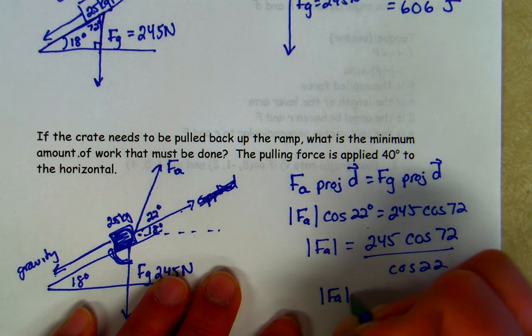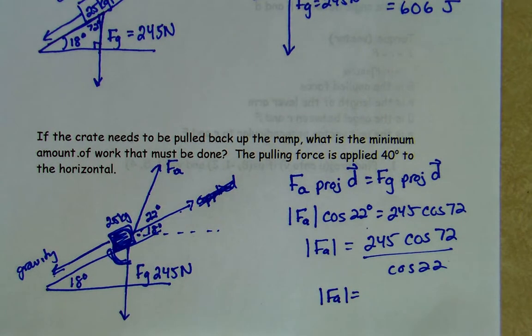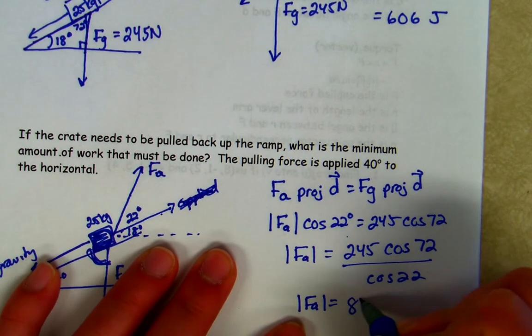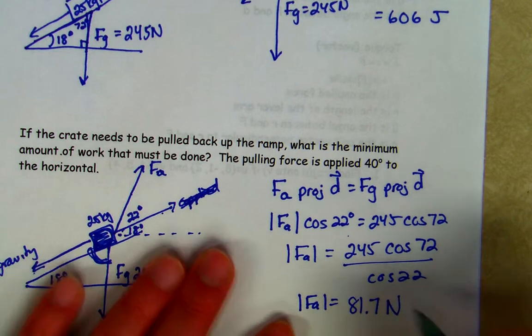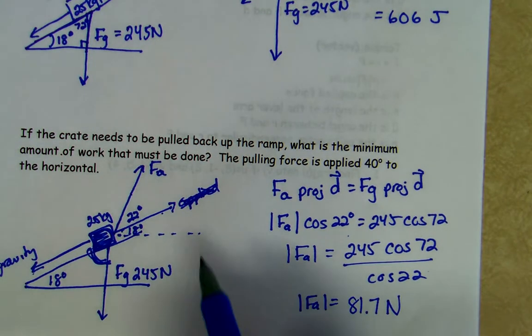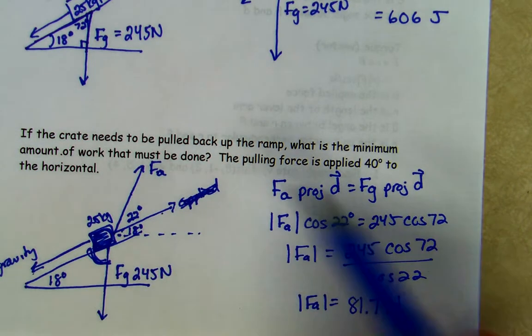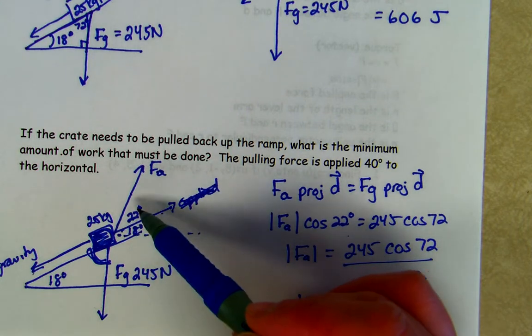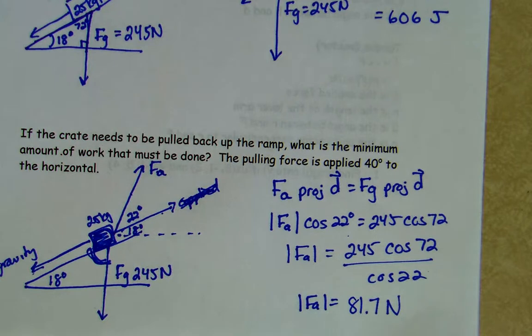I don't know what that is, but my calculator does. 245 times cos 72 divided by cos 22 is 81.782 newtons. So in order to counteract gravity, it's going to take 81.7 newtons of force applied 40 degrees to the horizontal, or 22 degrees to the ramp, to pull it back up.